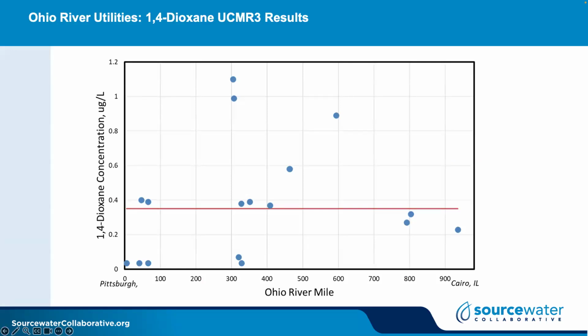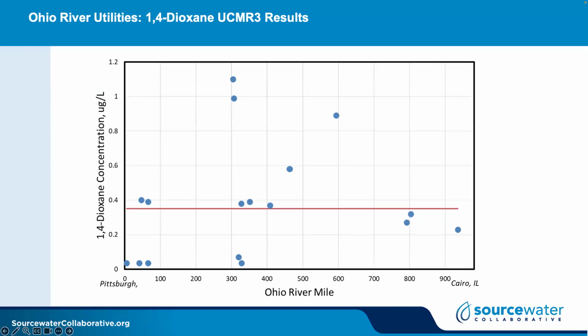So as you might have guessed, we saw 1,4-dioxane in our source water when we did the UCMR 3 sampling. And that led to two things. One was the question of, if that's there, can we get rid of it? And there was an engineering team that was taking care of evaluating treatment. And then the question that came to me was, where's it coming from? And that was a question I needed to dig into.